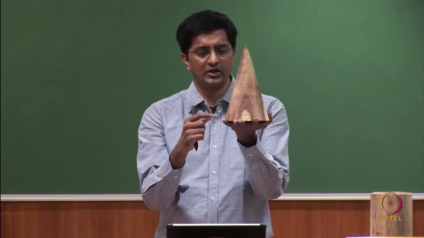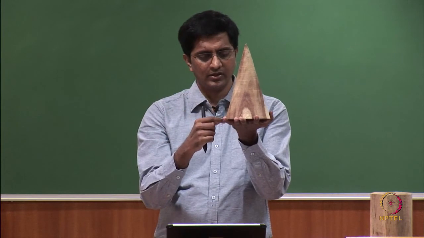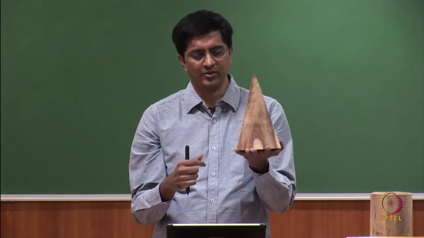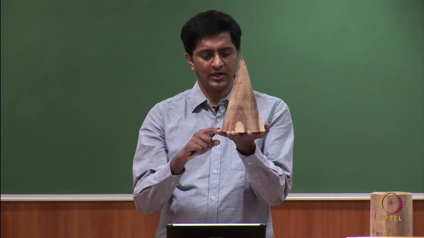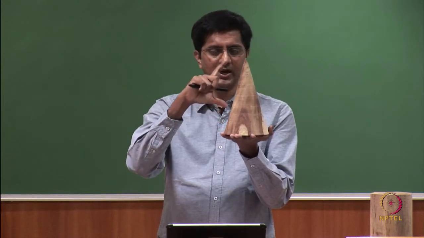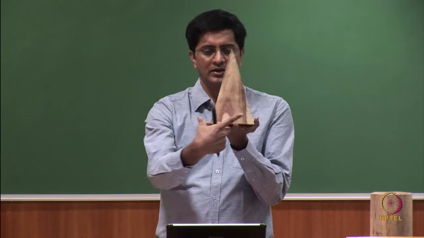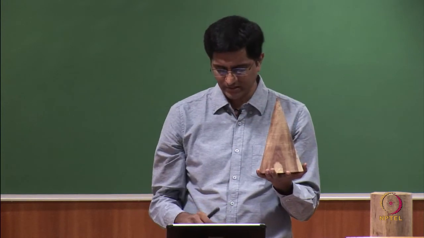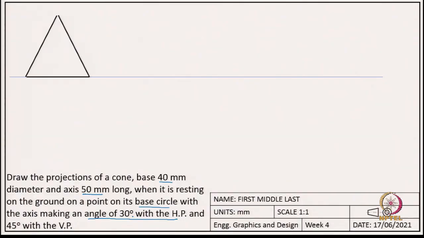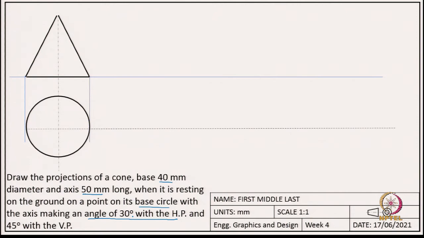The top view will be the circle with diameter as the base diameter, and the front view will be a triangle. The height of the triangle will be the height of the cone, and the width of this triangle will be the diameter of the base circle. Okay. So, we start with the front view, then use projection lines, identify the center of the circle, and then draw the top view. Okay.